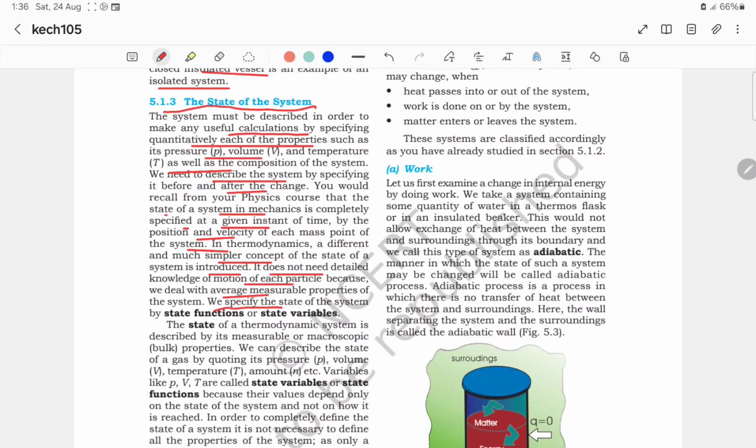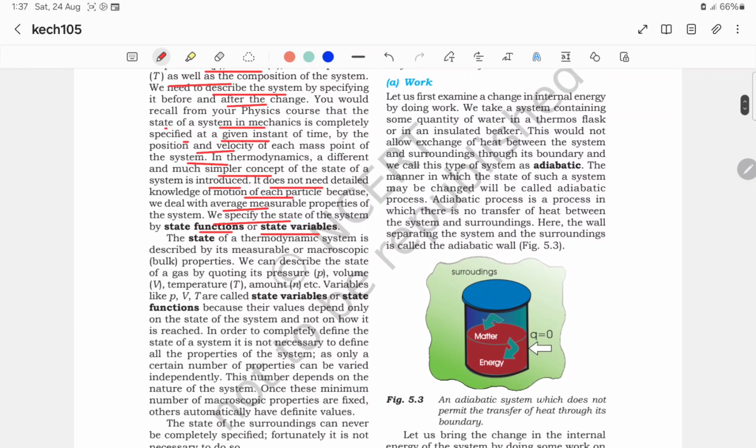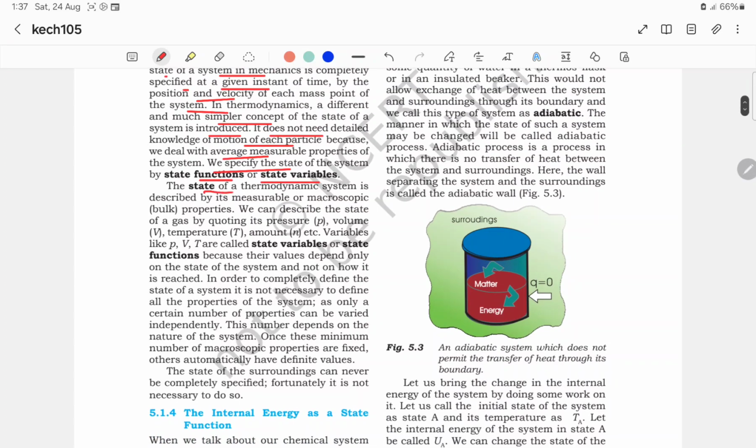So we specify the state of the system by state functions and state variables, right. So what we do in thermodynamics is consider an initial state and a final state. The state of the system is described by its measurable or macroscopic bulk properties. So we can describe the state of a gas by quoting its pressure, volume, amount, temperature, and so on.